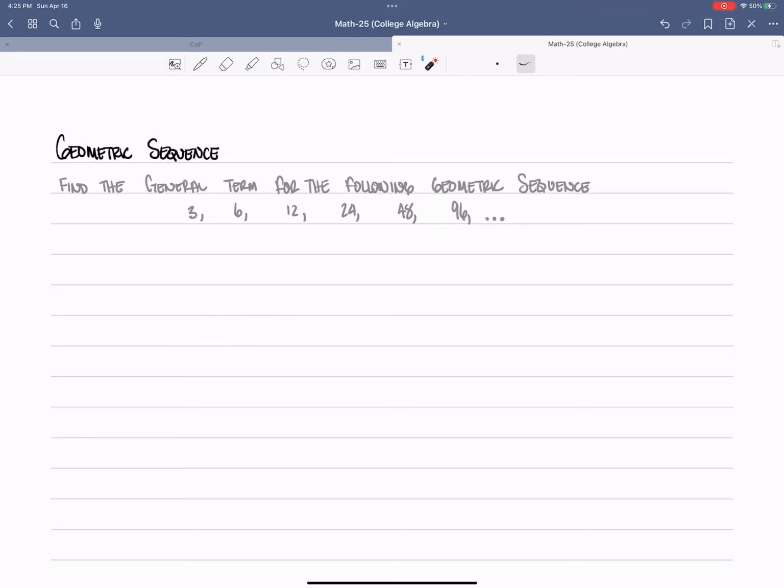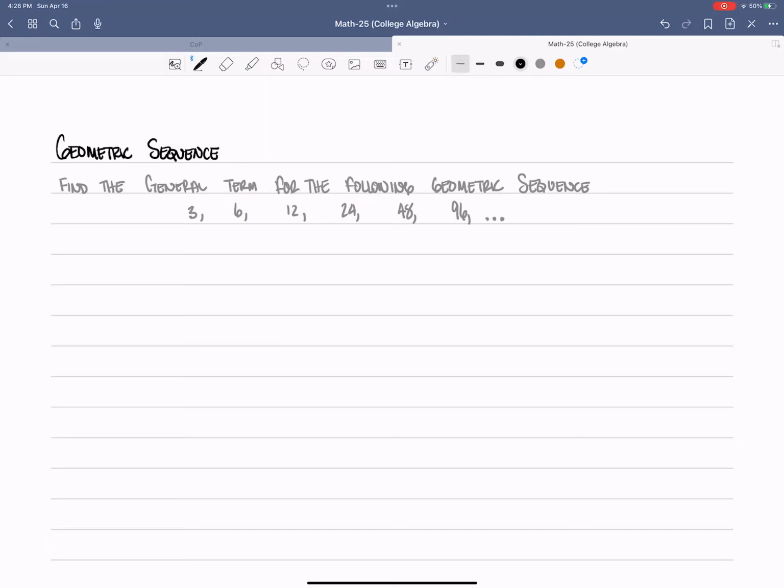So if we look at these two, so 6 and 3, it looks like we multiplied this one by 2 in order to get 6. So looking at this, 6 times 2 gives us our 12. Looks good. 12 times 2 gives us our 24. 24 times 2 gives us 48, and so on. So here it's a little bit different. We're continuously multiplying in order to get the next value.